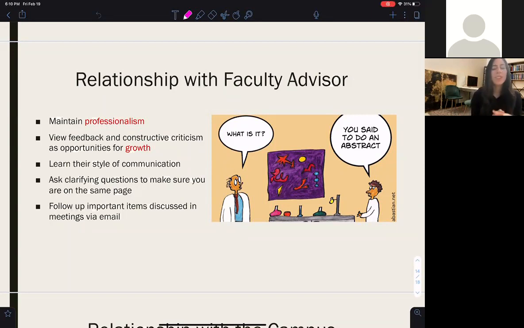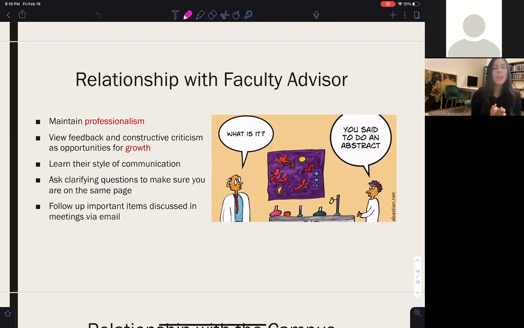So definitely ask clarifying questions. It's better to ask ahead of time to understand what is being asked of you than to have to go through that process. But again, remember, these are all learning experiences. These are all opportunities for growth.